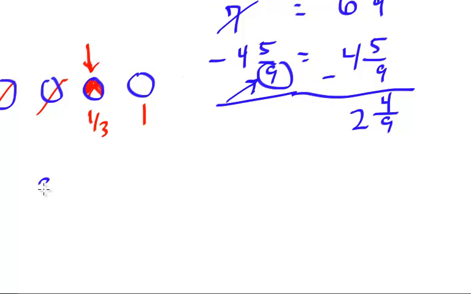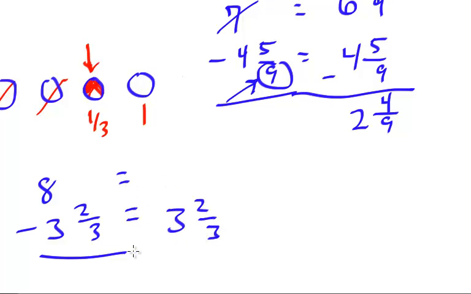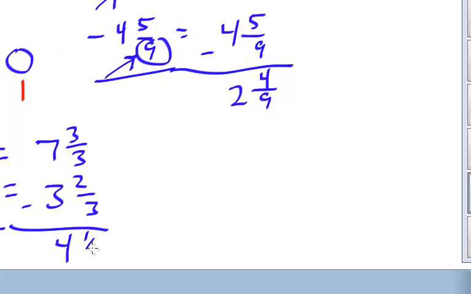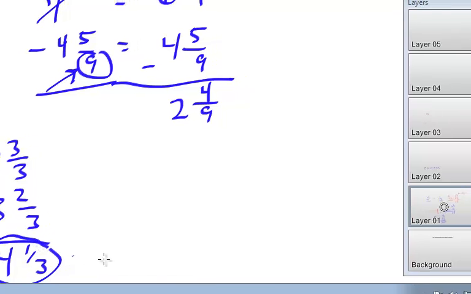One last time. Let's say we had 8 minus 3 2/3. Rewrite the bottom like that. Change this one to what? 7 3/3. Why 3/3, you say? Because of that 3 right there. That's why. So watch this many times and you'll get the hang of that. This is 4 1/3 final answer. And that is the easy type of borrowing.